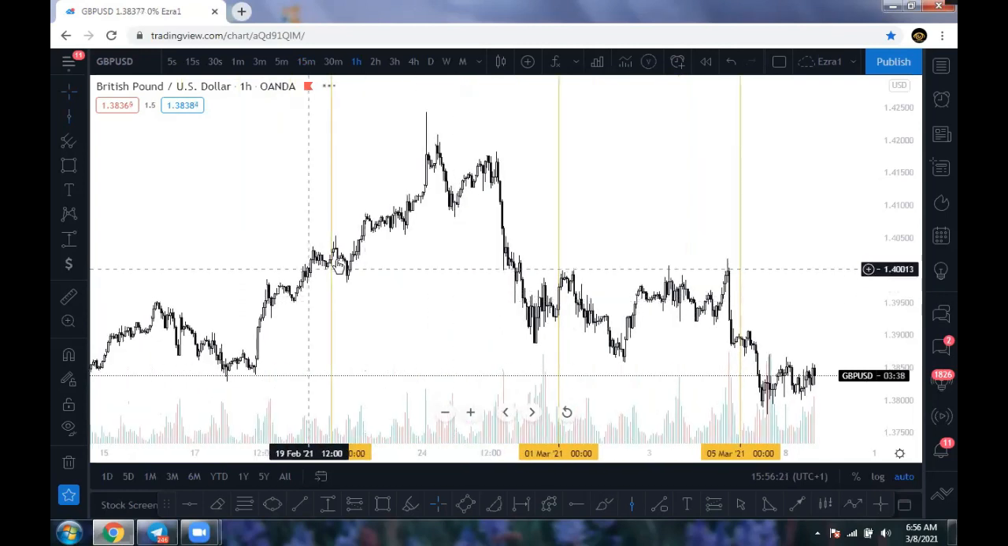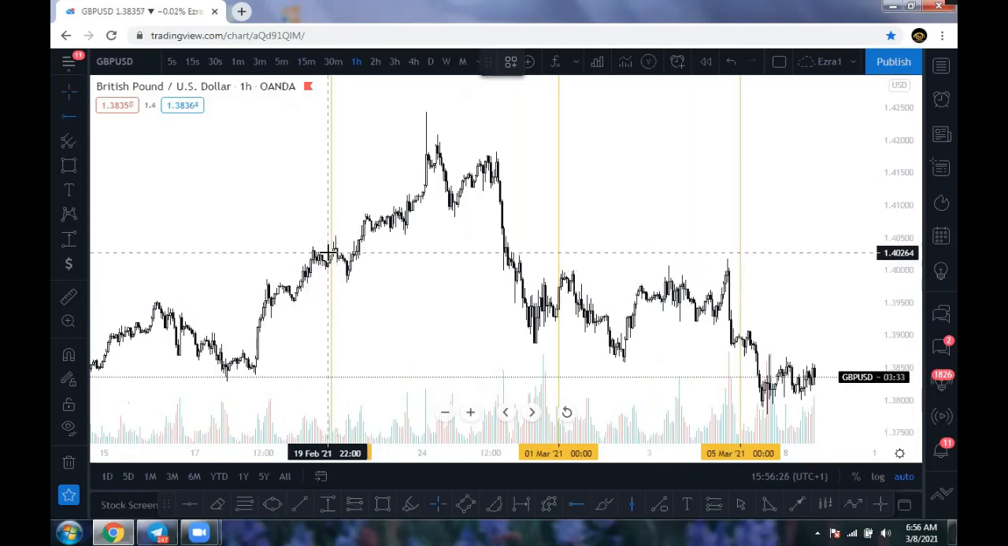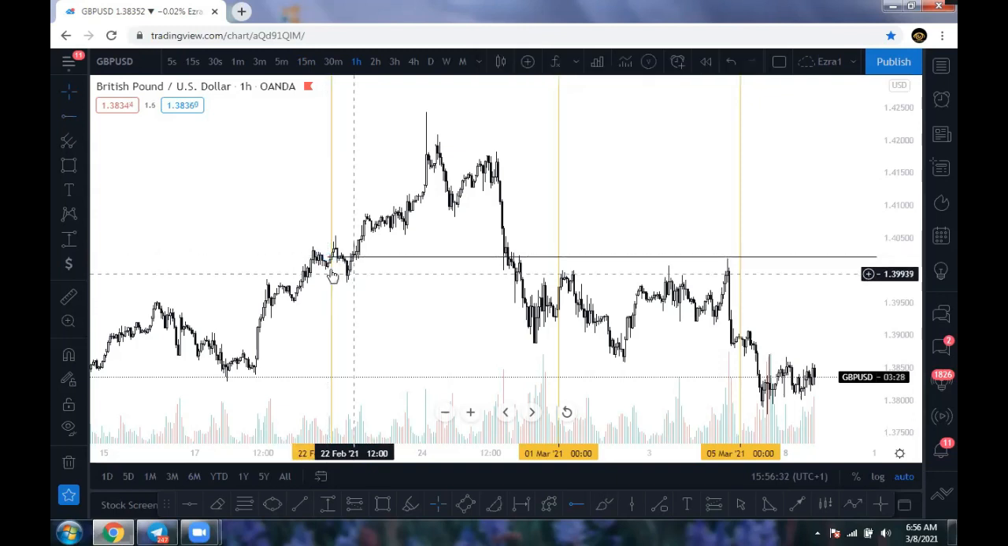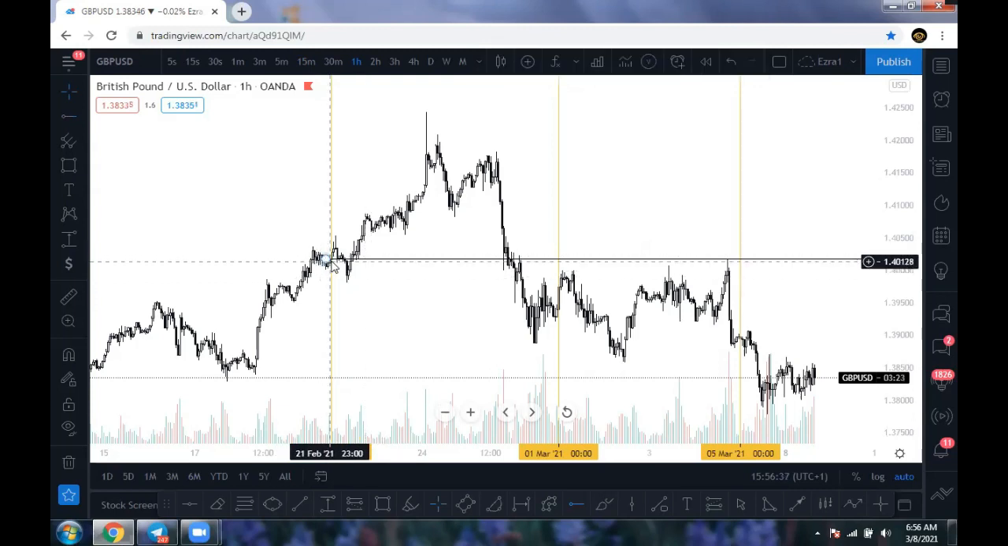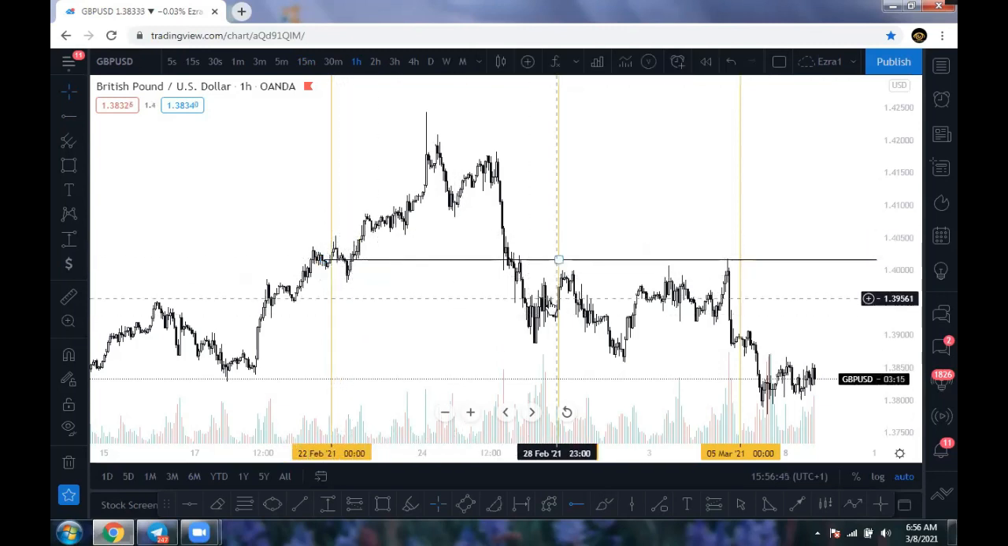So you note your weekly opening, the opening of the week, which is this area. Same thing applies to the opening of this week. So you note each day opening, you note the opening of this week.